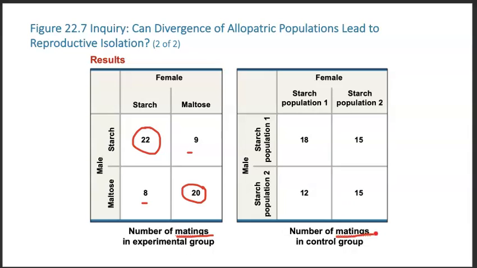So what they did was they looked at matings between different starch populations. They also did this for maltose populations, by the way, but I'm only showing you the data from the starch populations. So 2 different populations, starch 1 and starch 2, males, starch 1 and starch 2. There's literally no difference between these matings here. As long as they were raised on the same type of food, in this case starch, they all mated with each other readily. So it had to do with the isolation based on food preferences.